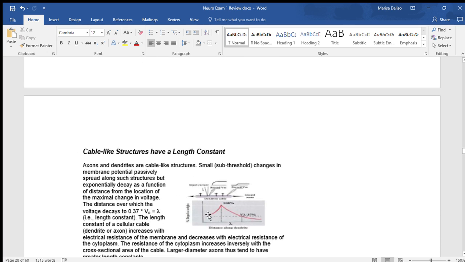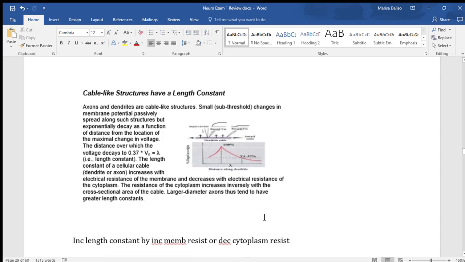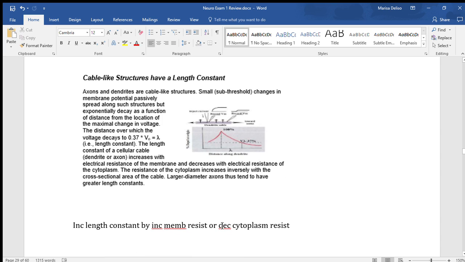Okay, length constant. Are you going to have to calculate length constant? No. You need to know conceptually what's going to increase it and decrease it. Length constant, conceptually, I'm not talking about action potentials here, because action potentials are all or none, and once they start, they're not going to stop. This is just like a graded potential, like an initial stimulus. How far is it going to get before it reaches 37% of its initial conduction?